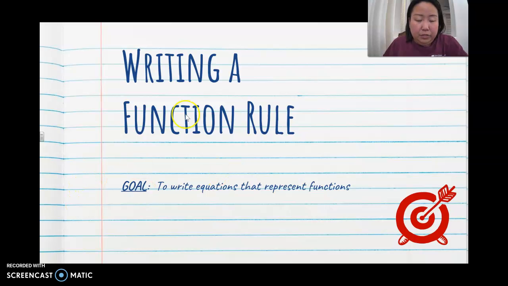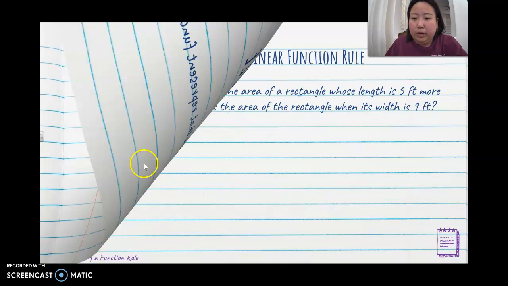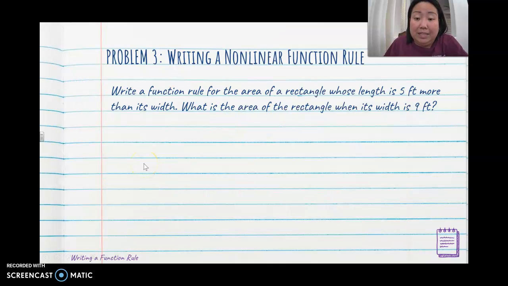All right, it's still on writing a function rule. So for the last part of this discussion, we will now be working on some nonlinear function rules, okay? So write a function rule for the area of a rectangle whose length is 5 feet more than its width. So what is the area of the rectangle when its width is 9 feet?